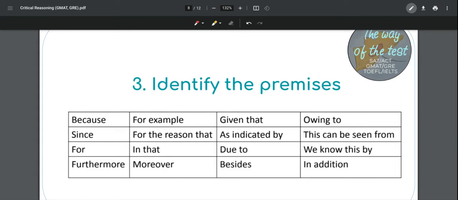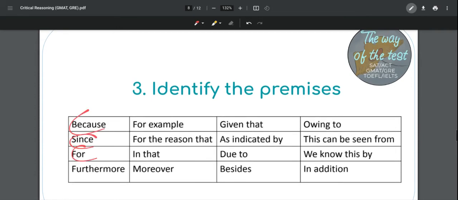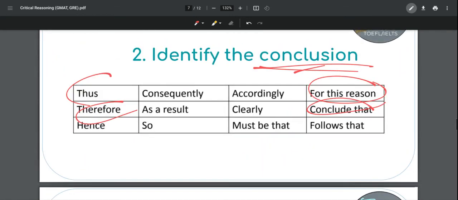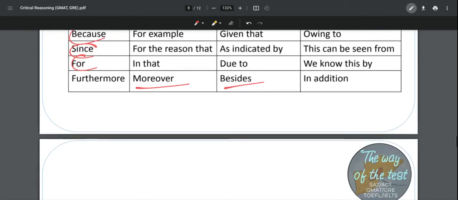Again, sometimes the premises will be marked by words like because, since, for, or when you're adding more premises together, like moreover, besides. Sometimes you don't have a marker for these premises, so you just have to know whether they are giving you facts. Usually the premises are facts, okay? So they give you information that will lead to a conclusion. And remember, usually the conclusions are also facts, but sometimes they are opinion.